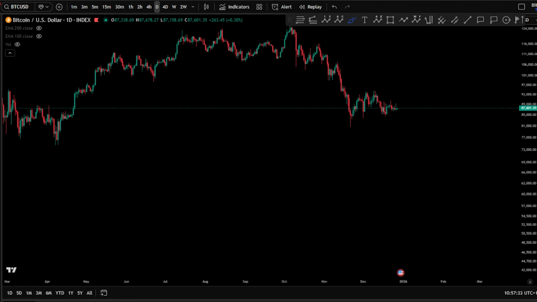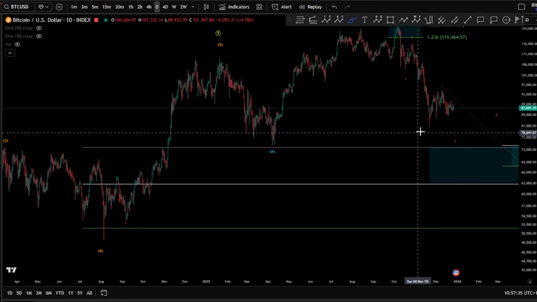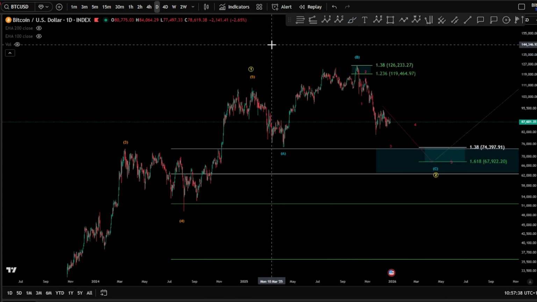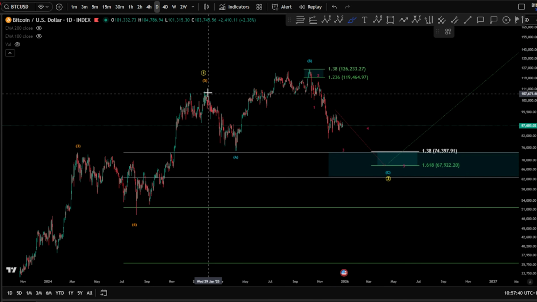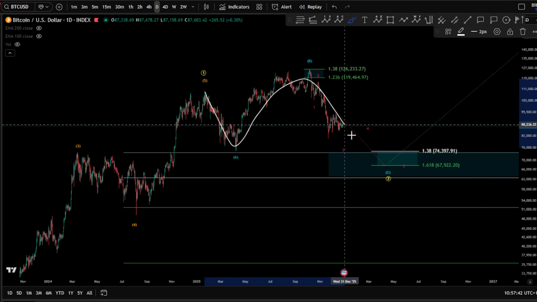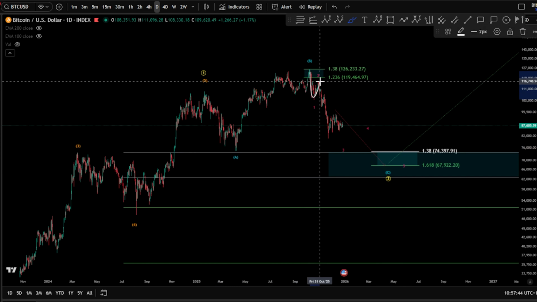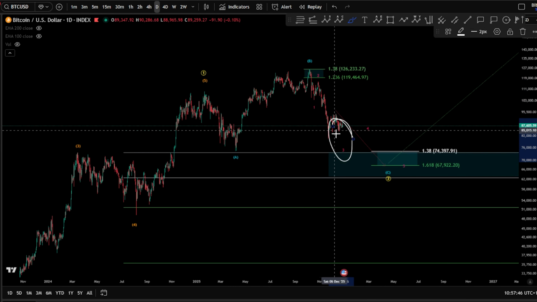Now, if we want to see, of course, the Elliott Wave label here, we can see the most common possibility is an ABC here. The wave C is unfolding as a 1, 2, 3. The wave 3 is unfinished.